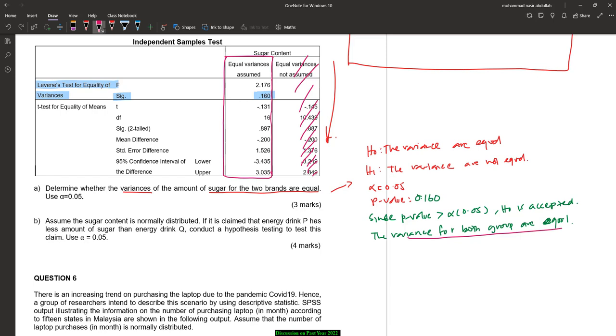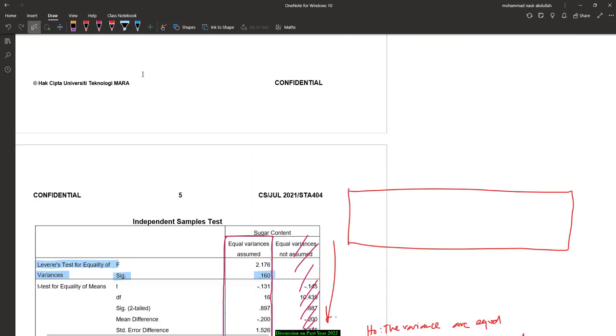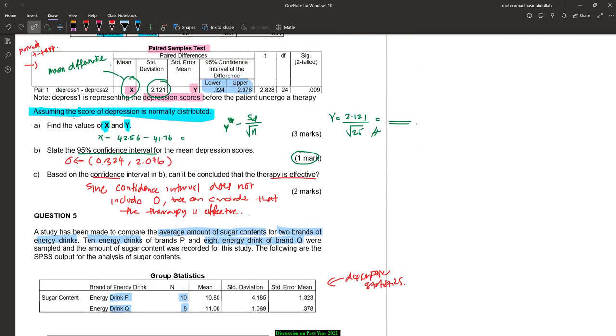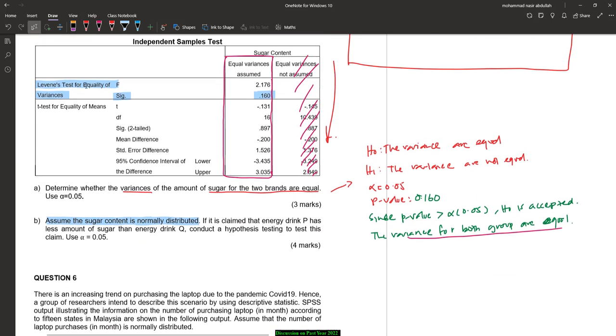So now, assume the sugar content is normally distributed, right? So this one is the correct statement. The earlier one was not correct. The earlier question should have been: the difference score of depression is normally distributed.